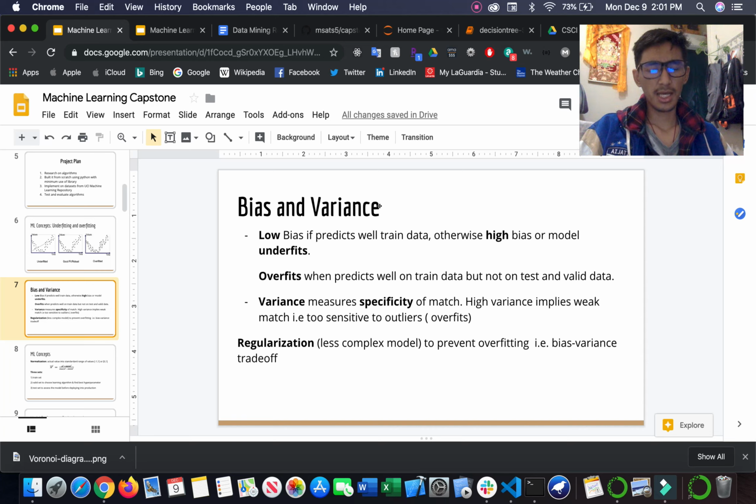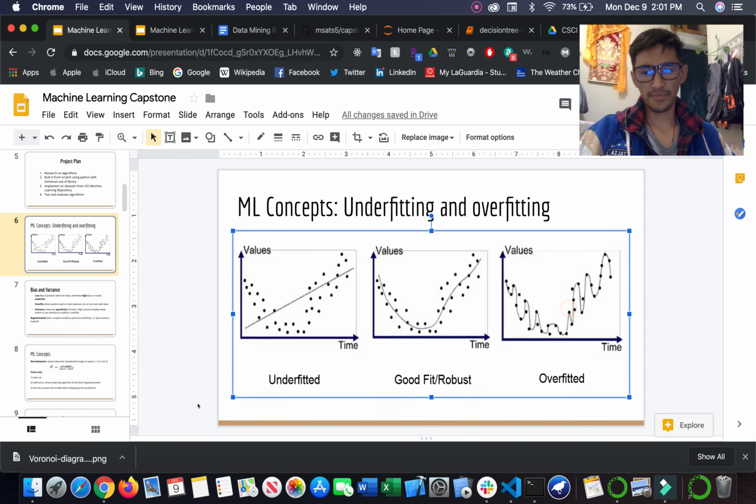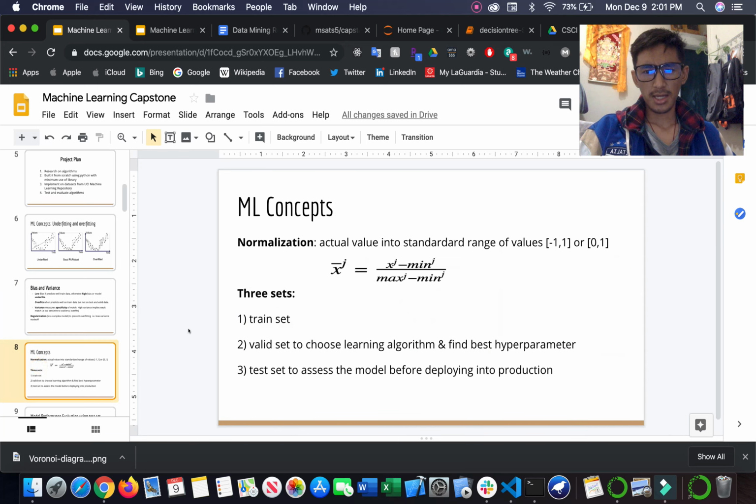It overfits when it predicts well on trained data, but doesn't predict well on the test and valid data. And the variance is the measure of specificity of the match. High variance means it's a weak match, too sensitive to outliers. It basically overfits, yeah. And another concept is normalization. You usually want to convert the data into a standard range, like -1 to 1 or 0 to 1.